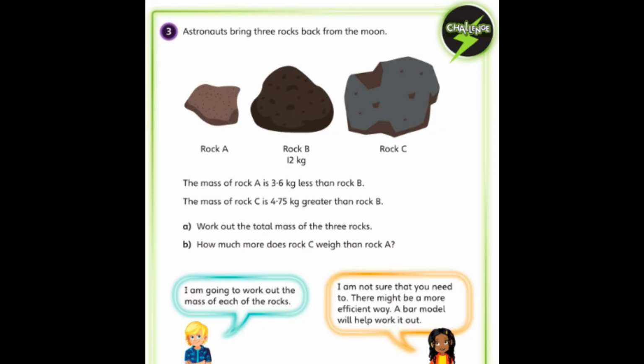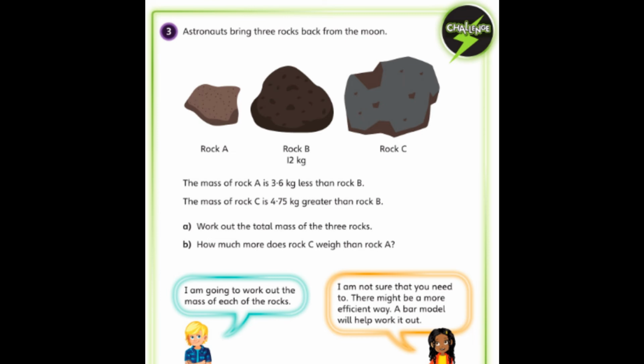Now, before we move on to the independent work for today, I would like for you to try today's challenge from the textbook. It says there, astronauts bring 3 rocks back from the moon. Rock A, rock B, which weighs 12 kilograms, and rock C. The mass of rock A is 3.6 kilograms less than rock B. The mass of rock C is 4.75 kilograms greater than rock B. The first part of the question asks you to work out the total mass of the 3 rocks. Then it says for B, how much more does rock C weigh than rock A?